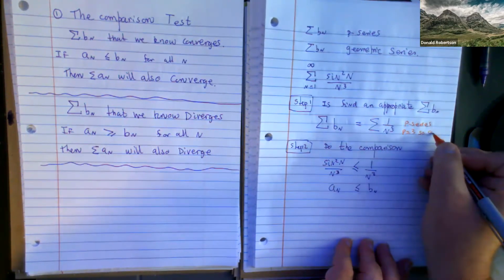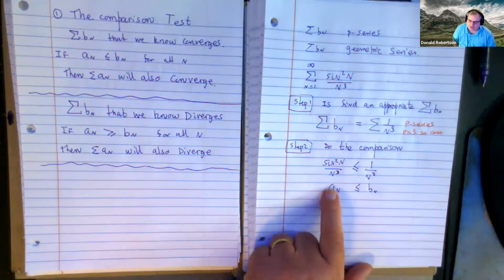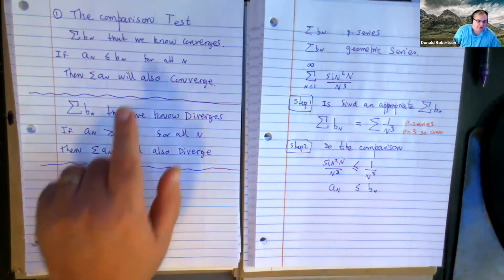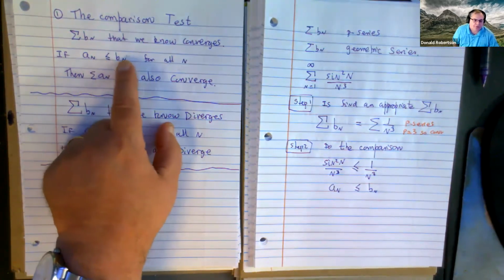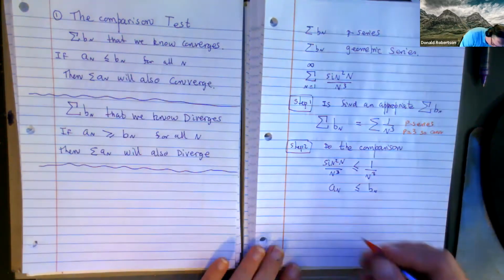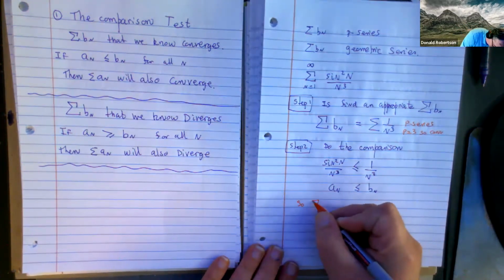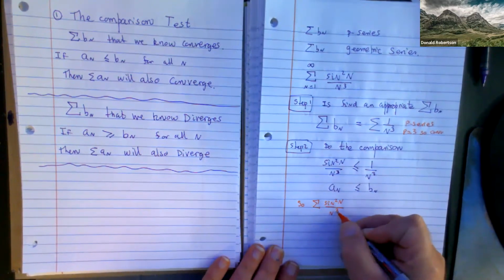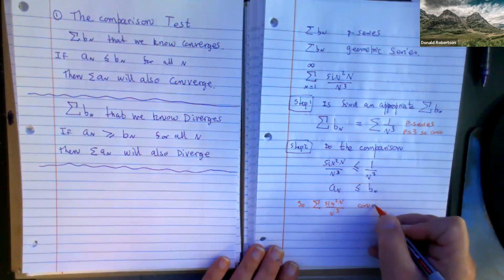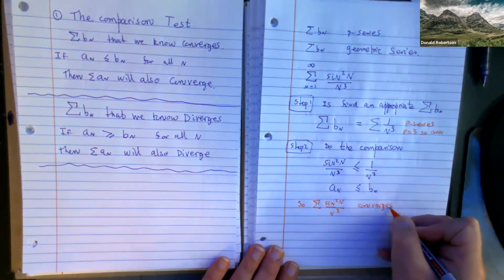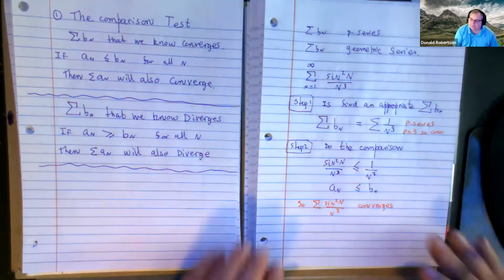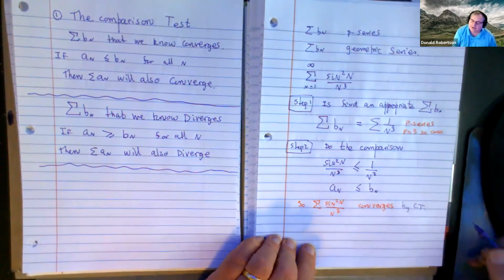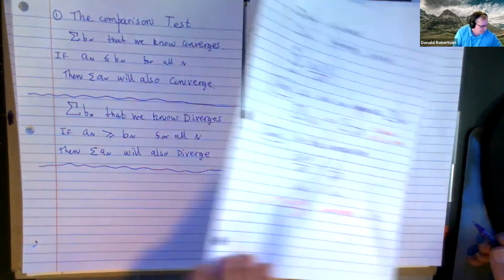So this guy converges. Now, haven't I just shown that my series is less than or equal to this guy? So according to this, if you are less than or equal to something that converges, then so do you. So you would finish with, so this fella converges by comparison test, I guess. Okay, try another one.